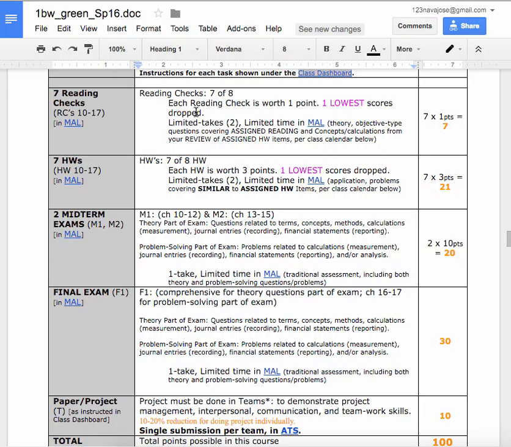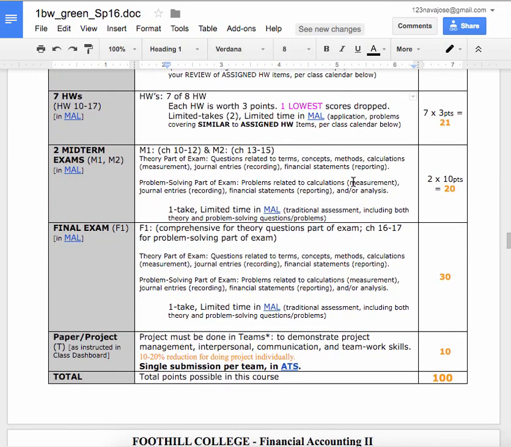In this class, we've got 8 chapters. So each chapter has a reading check, which is sort of a little quiz to check for your reading, understanding, and so on. Only 7 of those count, and 7 times 1 point means that 7% of your grade is made up of reading checks. Homework, similar approach. You have 8 in total, 7 count, drop the lowest, so you only have 7 times 3, 21 points, or 21% of your grade is made up of homework.